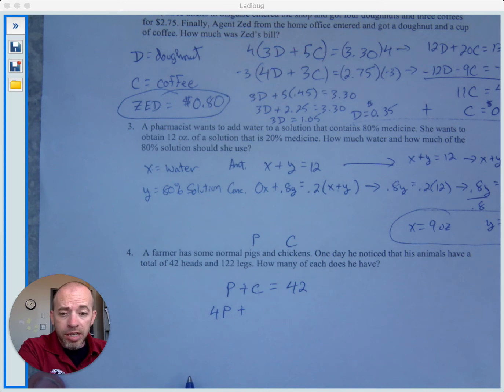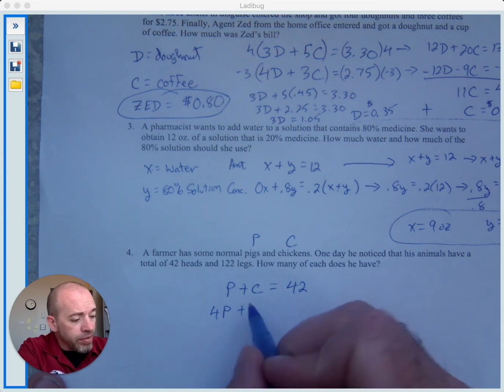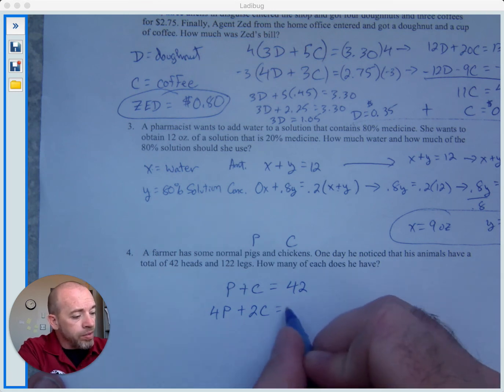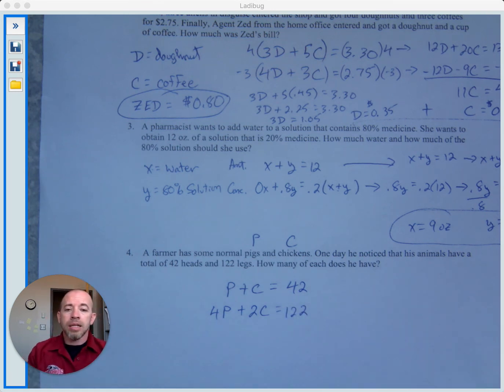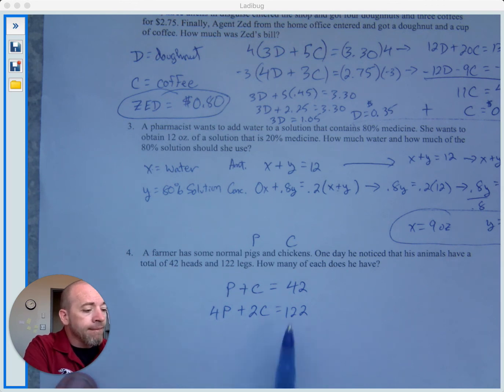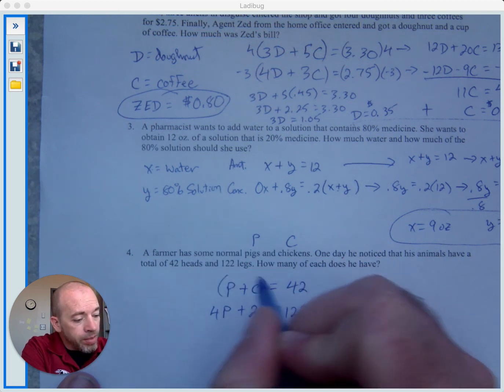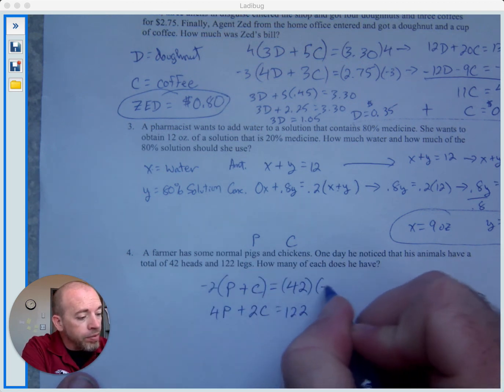How many legs does a chicken have? 2 last time I checked, right? So 2 times the number of chickens should equal the number of legs, 122. And now we could use substitution or elimination, whichever one you like better. I think I'm going to use elimination. I'm going to eliminate the c, which means I need to multiply this top equation by a -2. This one is a +2, right? Multiply by -2 by -2.